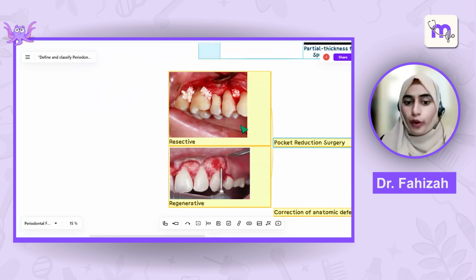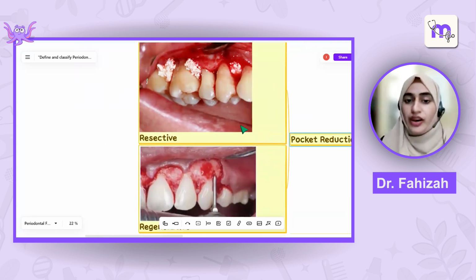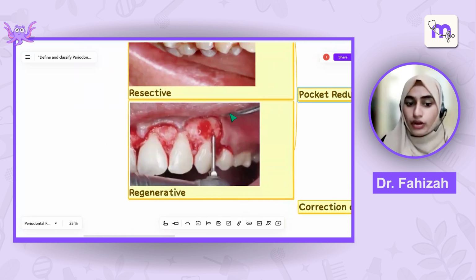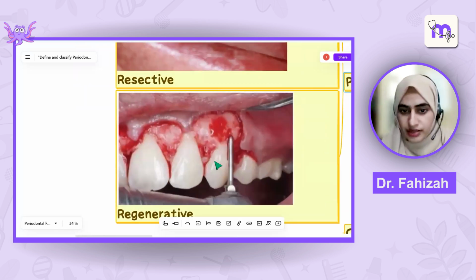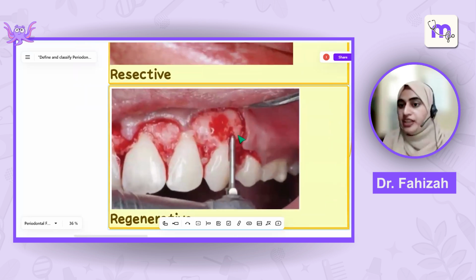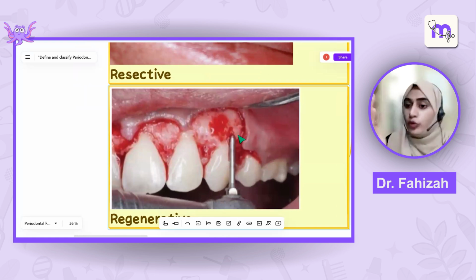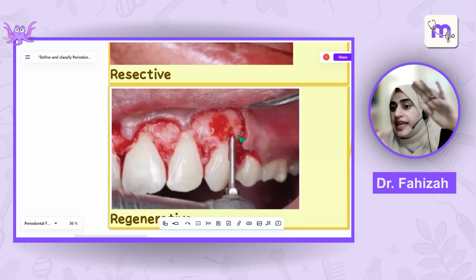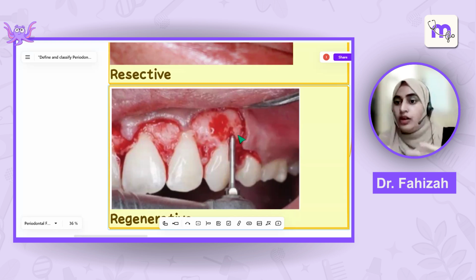Coming to pocket reduction surgery, first of all, you have resective surgery. This is the resective surgery where you're modifying the bone. Anything where you modify the bone becomes resective osseous surgery. You either contour the bone, or remove a bulge, or make a depth so that the gingiva can come back to its original position. All those are called resective surgery because you're resecting and remodifying the bone. That becomes your resective osseous surgery.